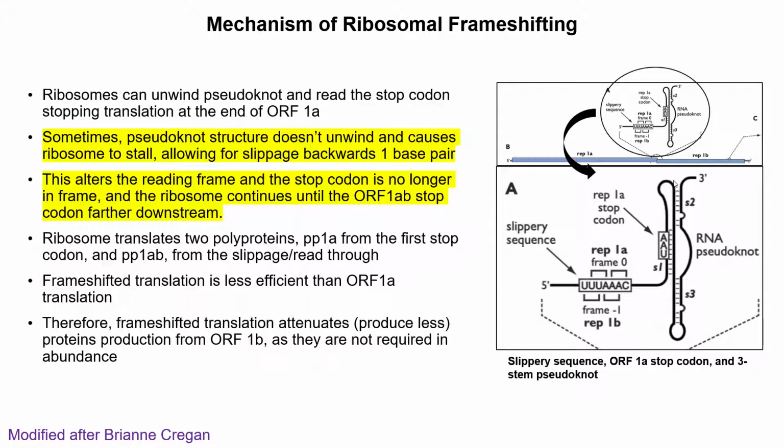So now when it reads, it doesn't read the stop codon anymore, and it continues to translate farther into the second stop codon of the open reading frame, 1AB. And this is really important because the RNA-dependent RNA polymerase is in the second open reading frame. So if it didn't slip backwards, it wouldn't translate the RNA-dependent RNA polymerase.